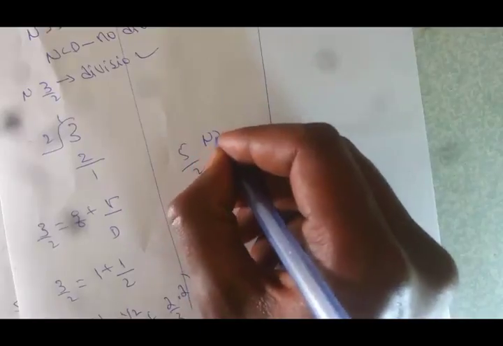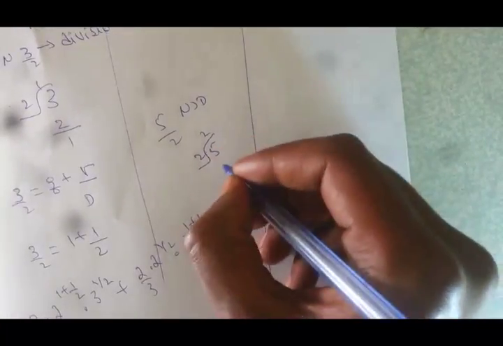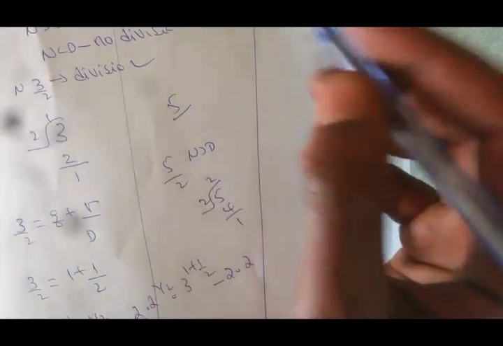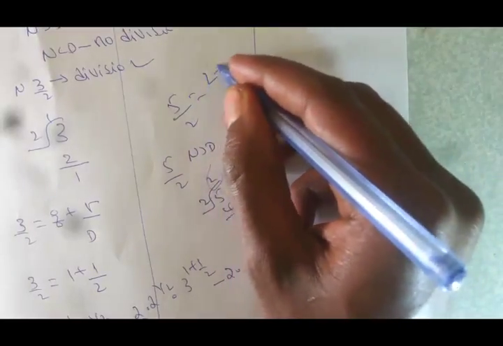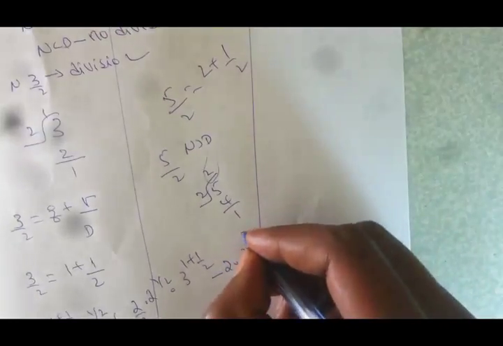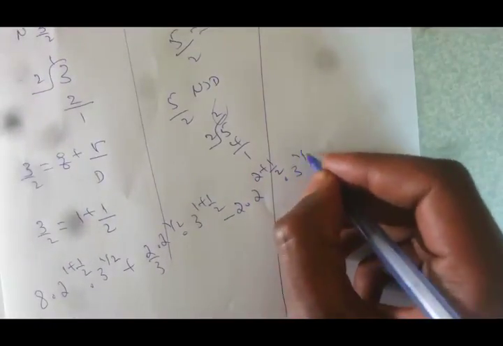Since the numerator is greater than the denominator, we make a division. 5 over 2: 2 times 2 is 4, remainder 1. Therefore, 5 over 2 is equal to quotient 2 plus remainder 1 divided by divisor 2, so 2 plus 1 over 2, times 3 raised to 1 over 2.